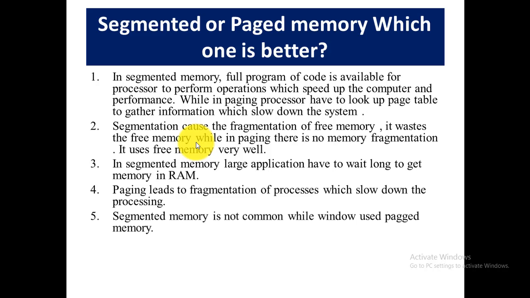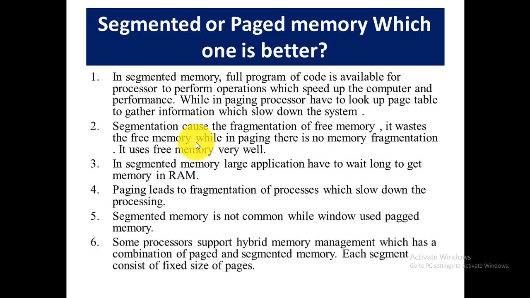Segmented memory is not common, while Windows normally uses paged memory. So paged memory is more recommended nowadays, and it's better than segmented memory. But nowadays the latest technology uses hybrid memory management, which is a combination of paged and segmented memory. Each segment consists of a fixed size of pages. It means the latest processors arrange the memory by using both techniques, which is known as hybrid memory management. So this is all about segmented and paged memory.